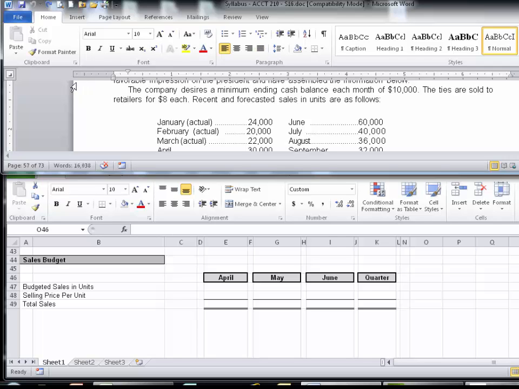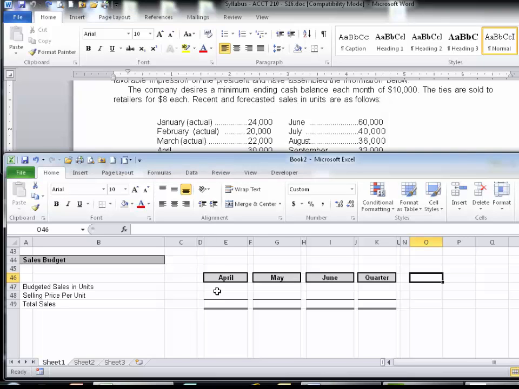The company desires a minimum ending cash balance each month of $10,000. Doesn't affect this budget. The ties are sold to retailers for $8 each, and then it says recent and forecasted sales in units are as follows. Well, we know that the selling price is $8, and so I can plug that in. It's going to be $8 in April, May, and June, and then we're going to talk about the quarter here in just a second.